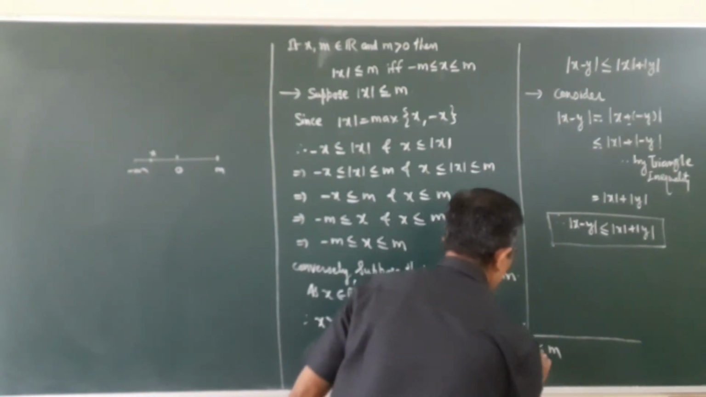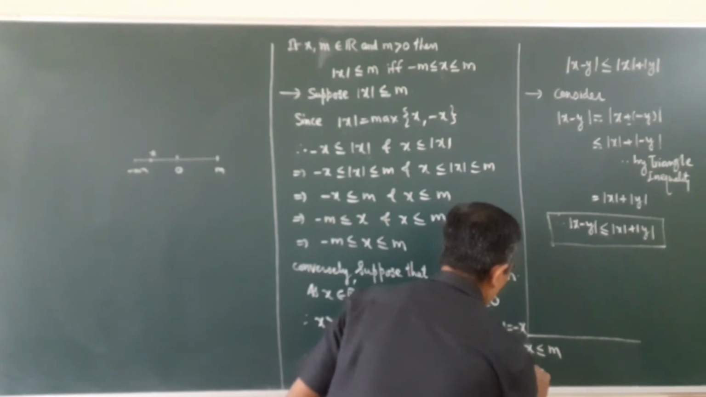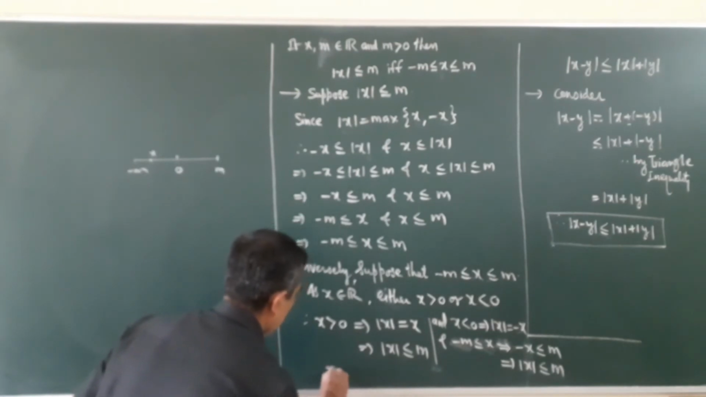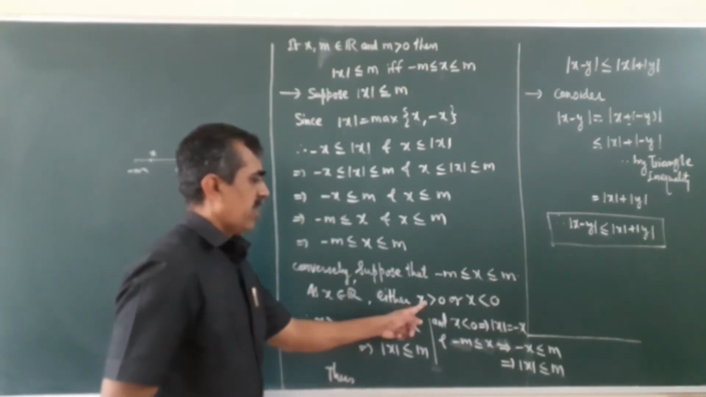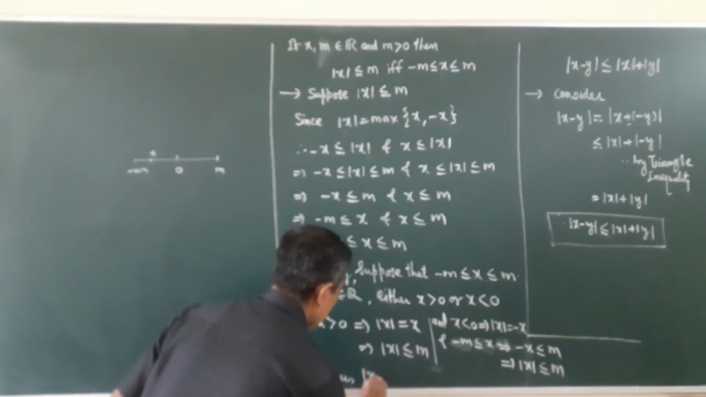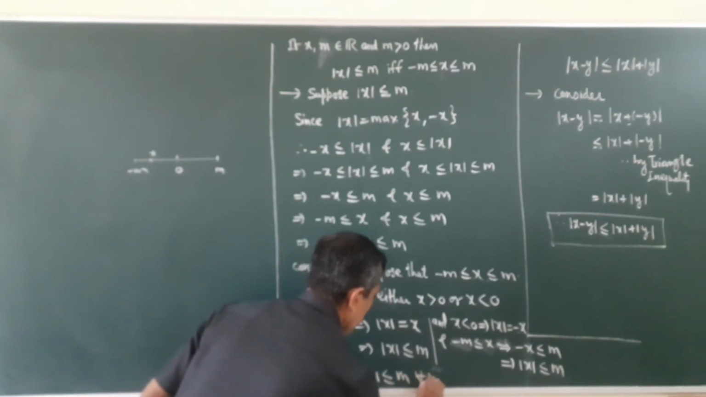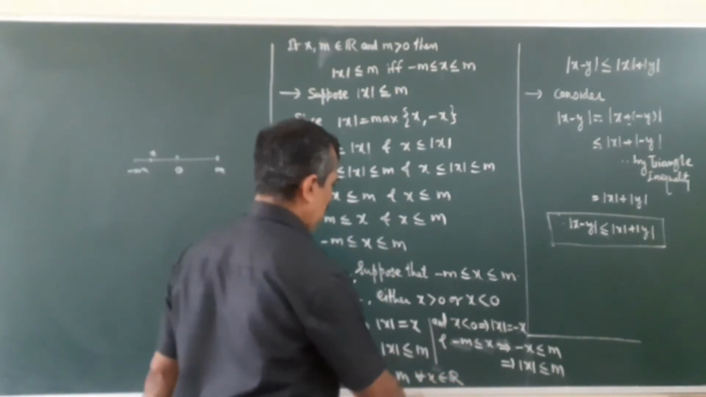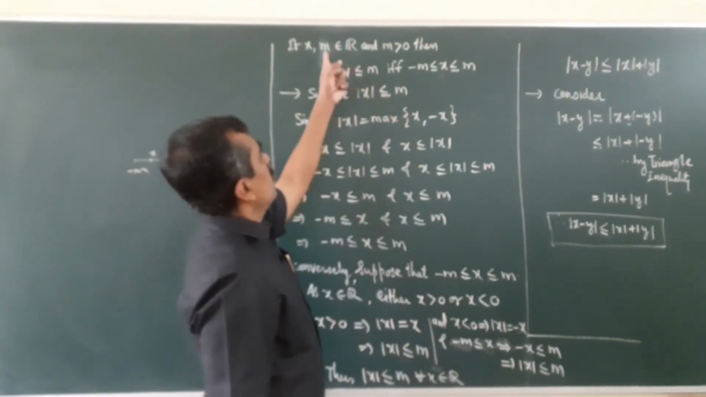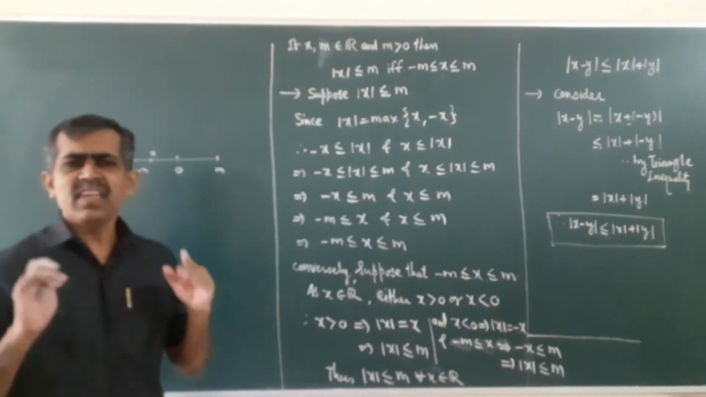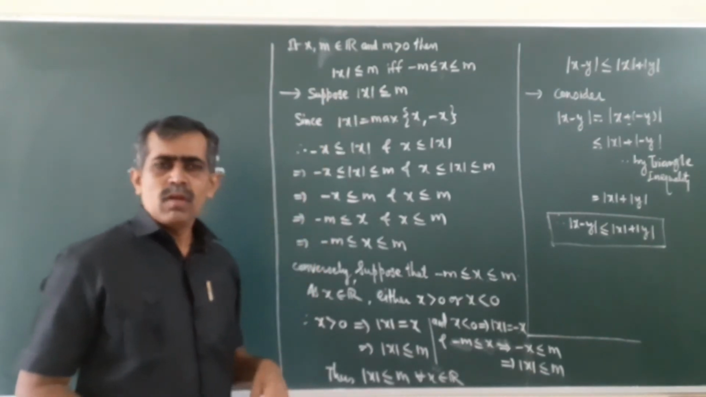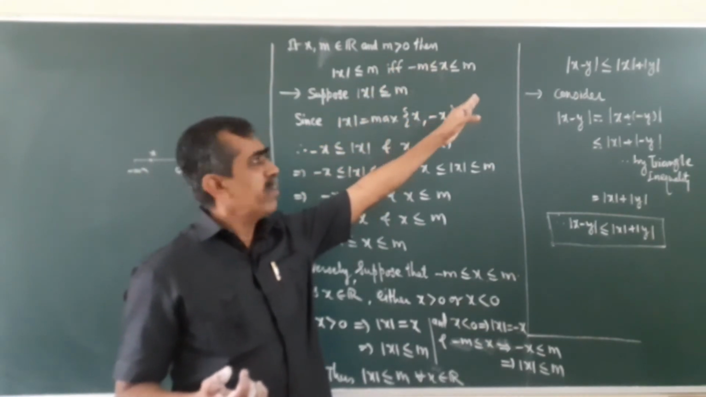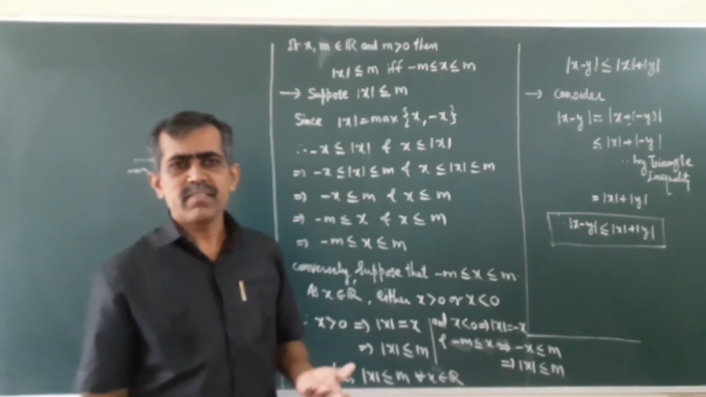But what is minus x? Minus x is mod x, less than or equal to m. So thus, if x is greater than 0 or x is less than 0, then mod x is less than or equal to m for all x in R. This is how we can prove this. This is a very important property. Many times you are going to use this. Mod of x less than or equal to m if and only if minus m less than or equal to x less than or equal to m, or x lies between minus m and plus m.